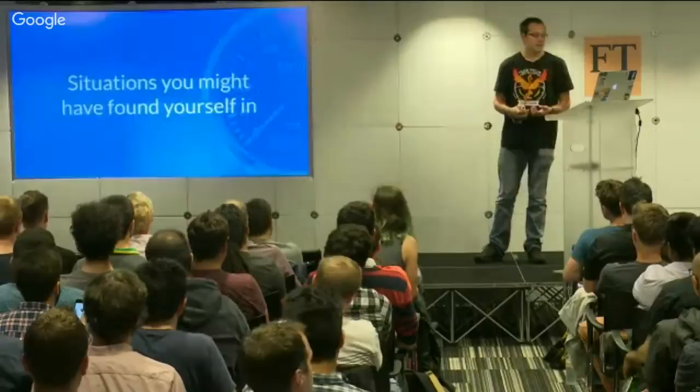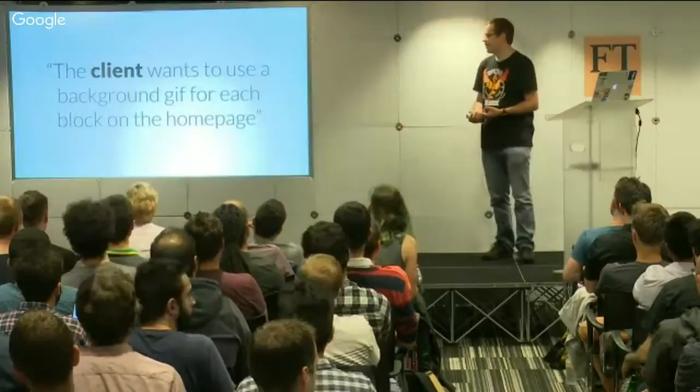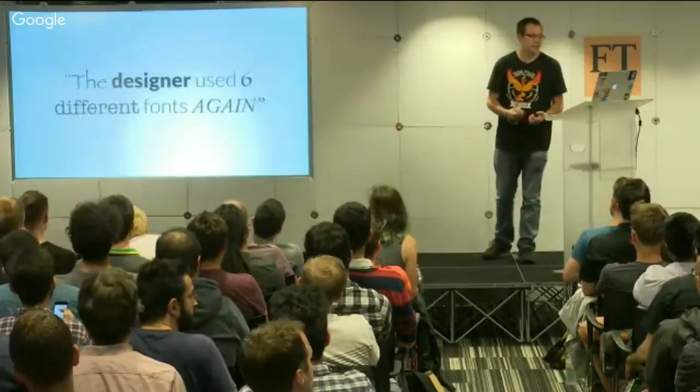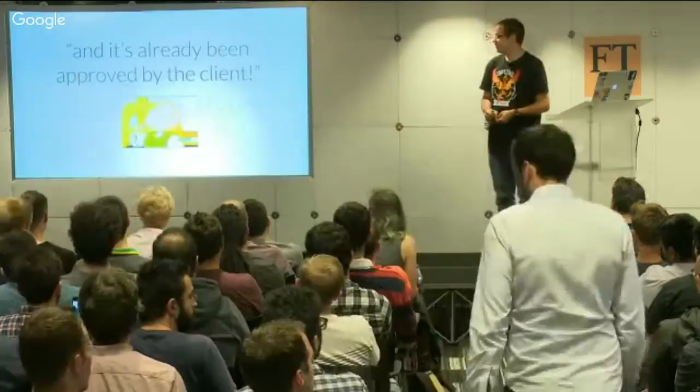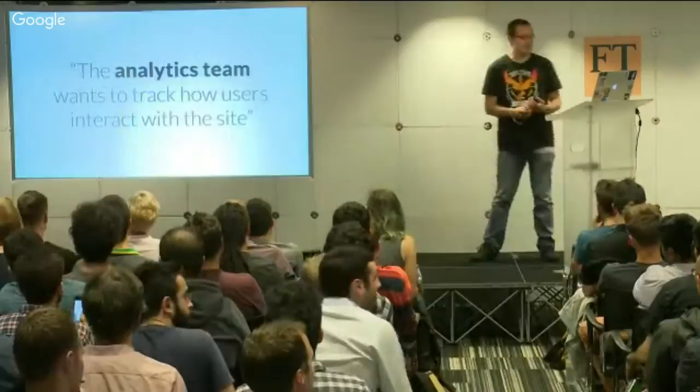So, situations you may have found yourself in. The client wants to use a background GIF for every block on the homepage, and they're 5 megabytes each. The designer used six fonts again, and it's already been approved by the client. The analytics team wants to track how users interact with your site, and the tracking script is larger than the rest of my page. That's actually happened to me.